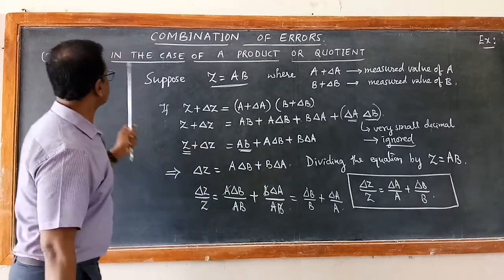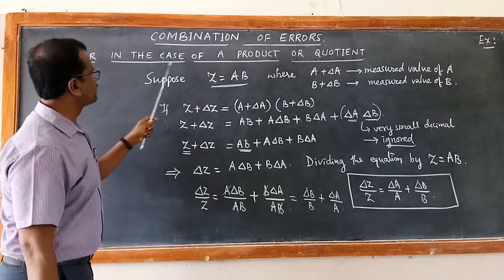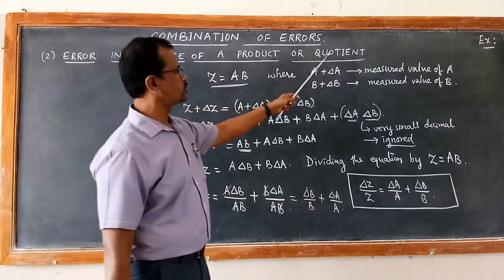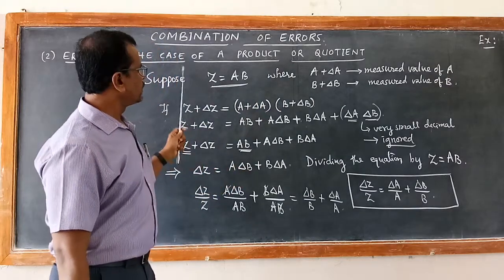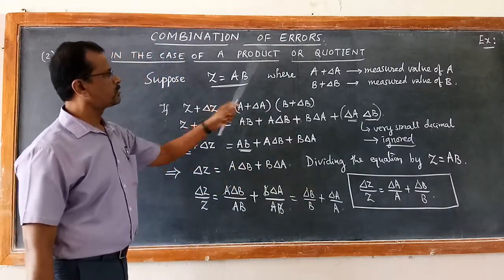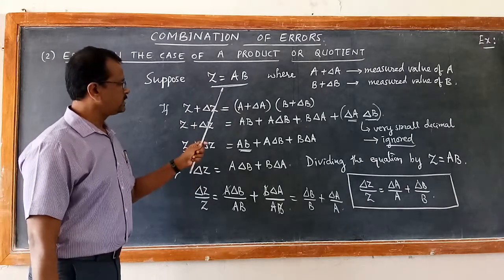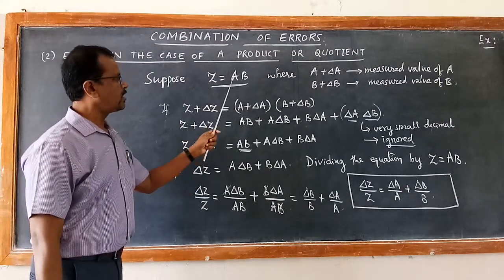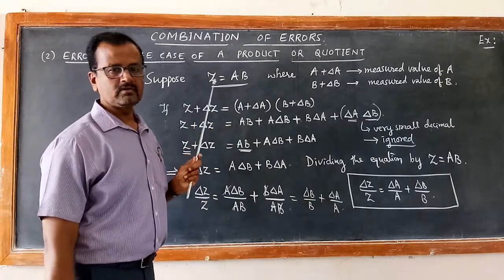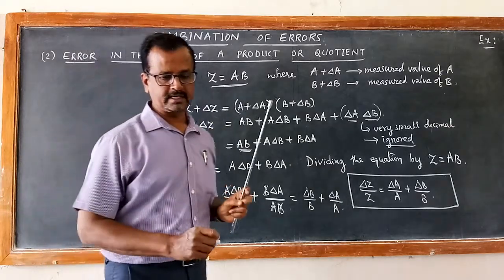Once again, how to calculate error in the case of a product form or a quotient form? Relative error in the product form or in the quotient form is equal to the sum of the relative errors of the individual physical quantities. This is the rule number 2.